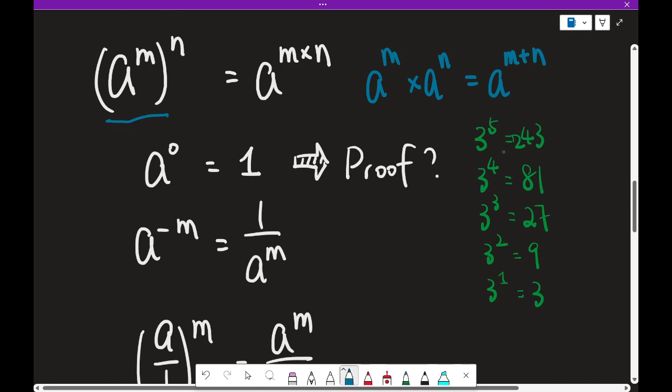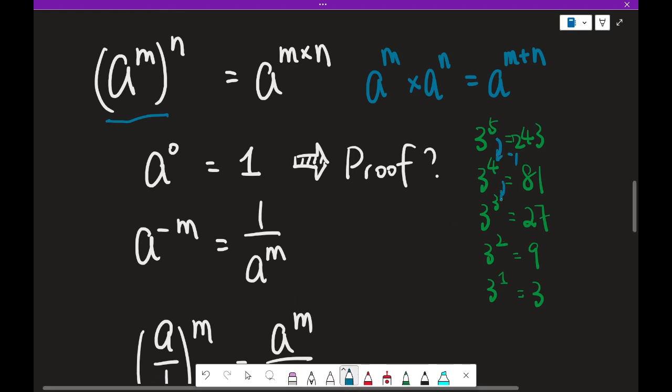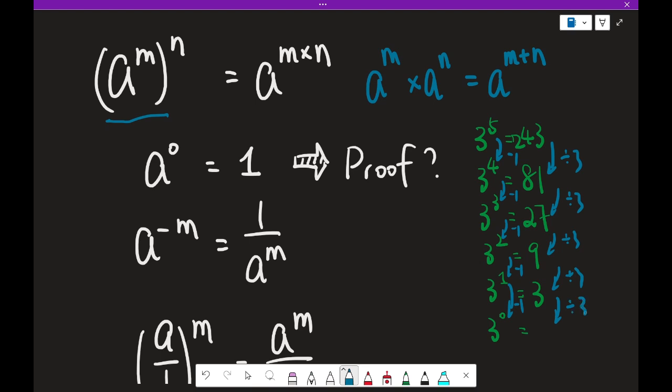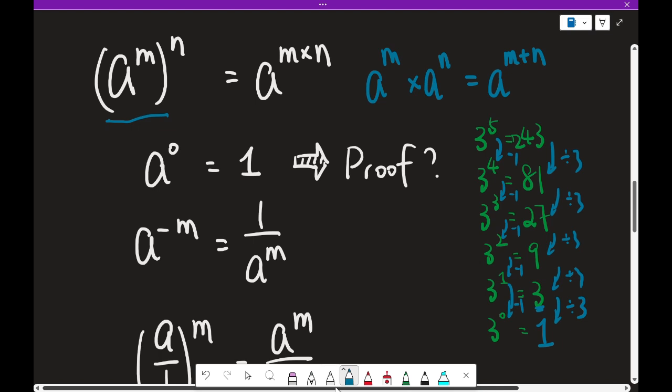We subtract 1 from the exponent every time, and the result is divided by 3 each time. What about the next term in the pattern? If we subtract 1 again, we get 3 to the power of 0. According to the pattern, we divide this number by 3 again, which gives us 1. That's how we know that any real number to the power of 0 gives us 1.